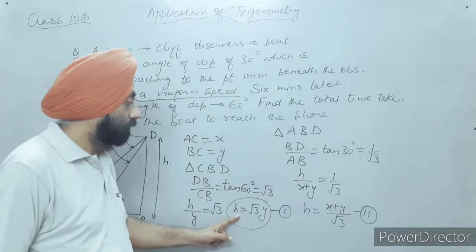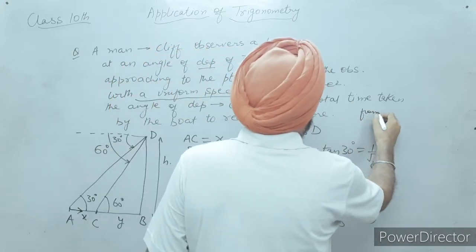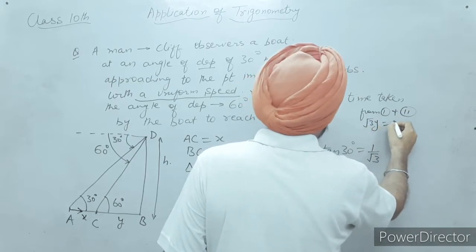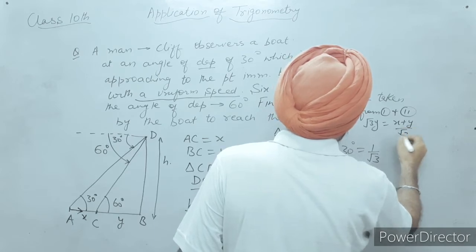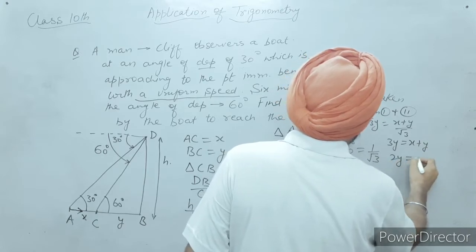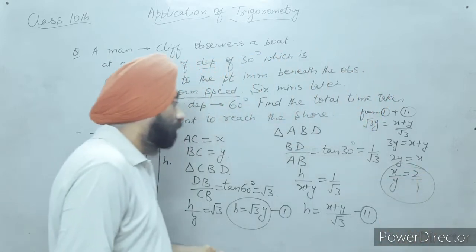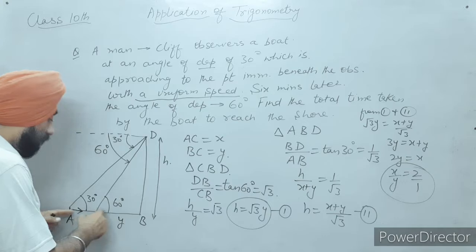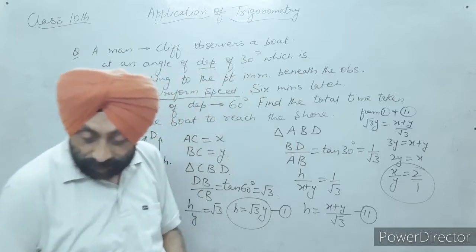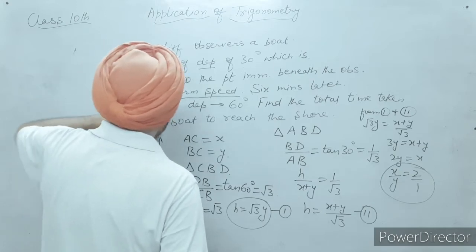This is the value of h, and this is also the value of h. I can equate these. So from first and second, I get under root 3 y is equal to x plus y upon under root 3. I get 3y equals x plus y, or 2y equals x, or x upon y is 2 upon 1. Now, the distances are in the ratio 2:1. Let me write over here. The distances are in the ratio 2:1.